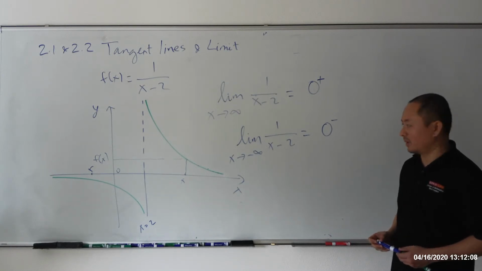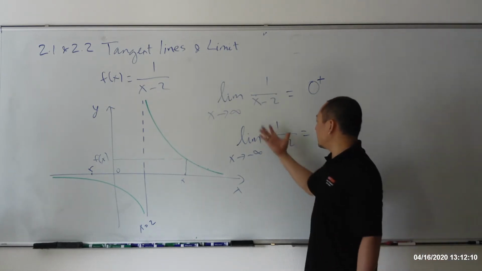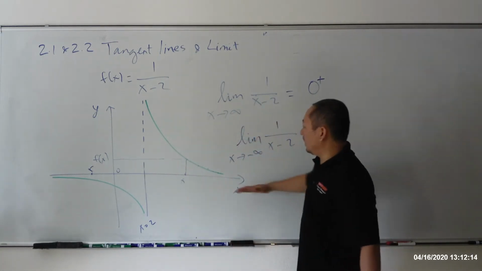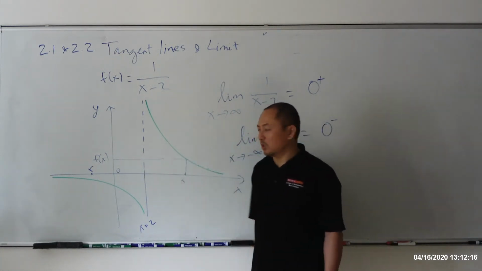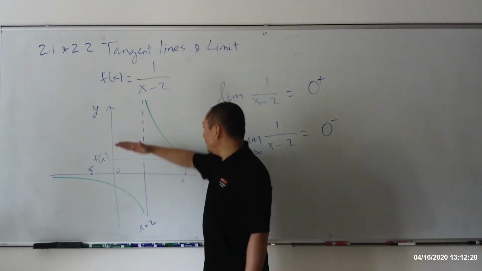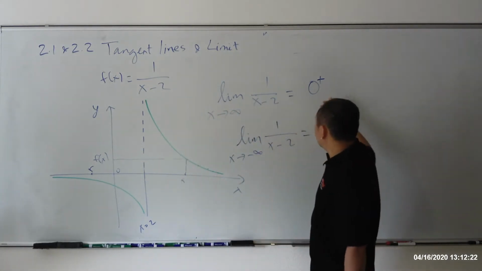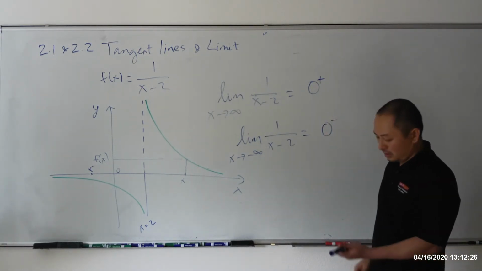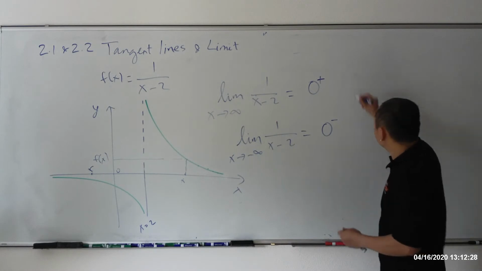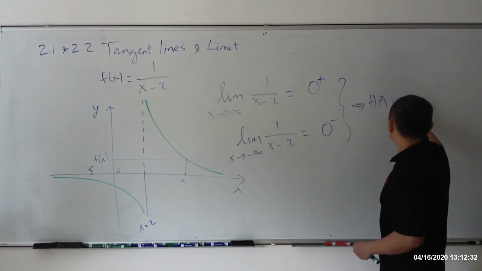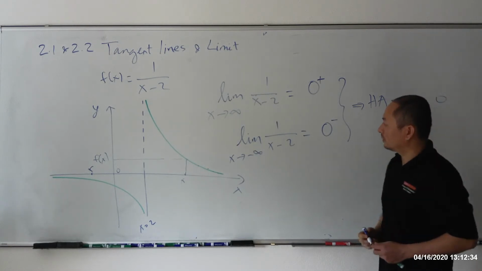So far, so good. And actually, this is a sign to tell you what? The line y equal to 0 will be the horizontal asymptote, because when x goes to positive infinity or negative infinity, the graph of the function approaches a constant, in this case equal to 0. And that's the horizontal asymptote: y equal to 0.